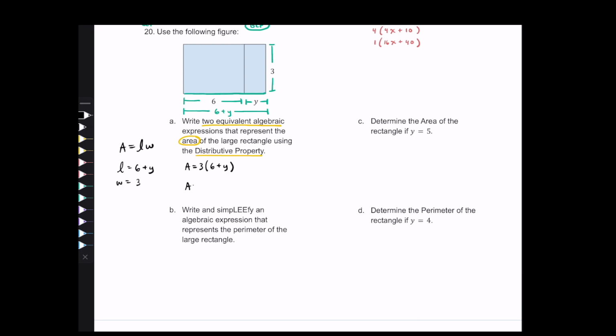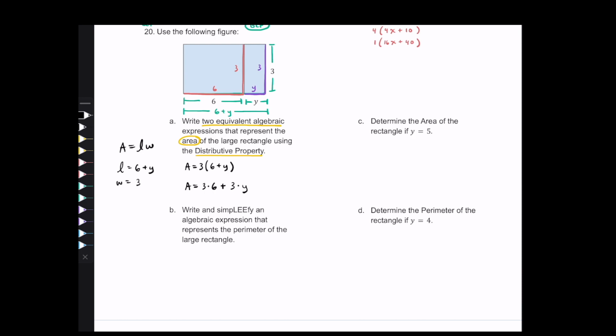Another way we can write the area is, what if we don't do the whole rectangle at a time? What if we just look at the pieces? So this part over here is just 6, and then this height here, or the width here, is going to be 3. So what's 6 times 3? We can say that's going to be 18. So this would be the area of one rectangle plus, but what's the area of the other rectangle? The other rectangle is going to be y by 3. So if you found the area of that, that's going to be 3 times y, or 3y.